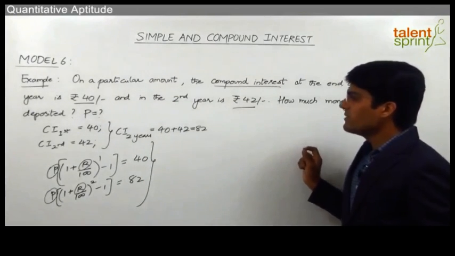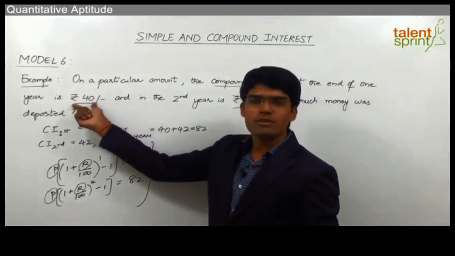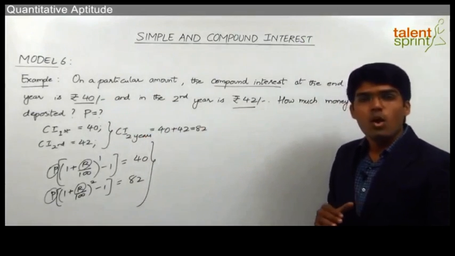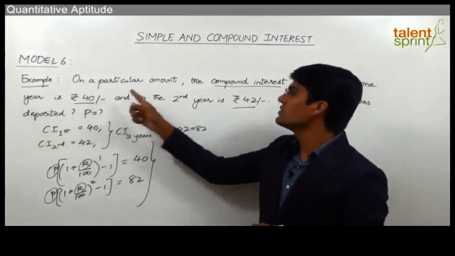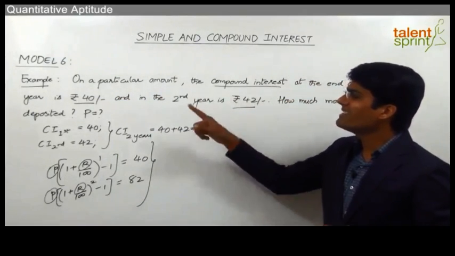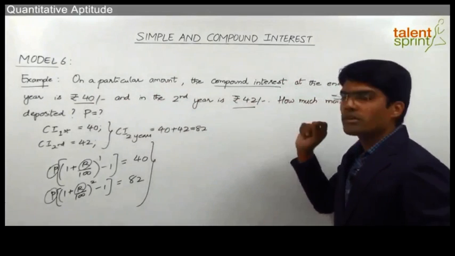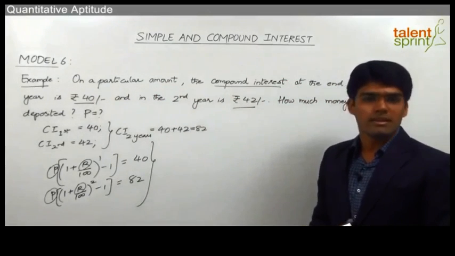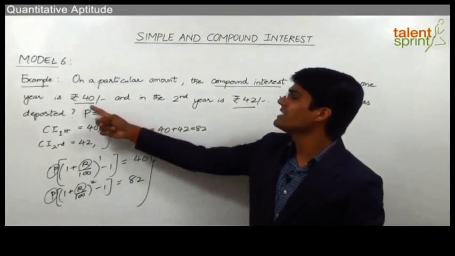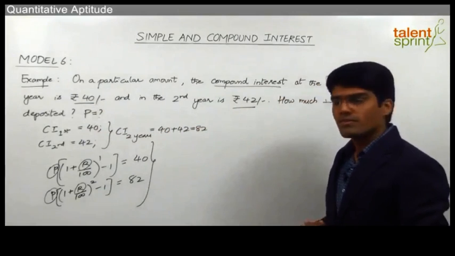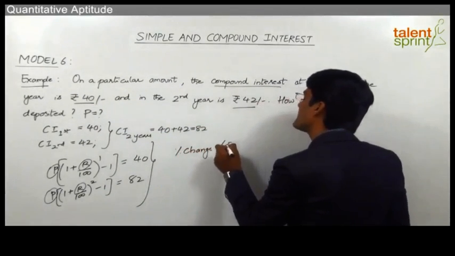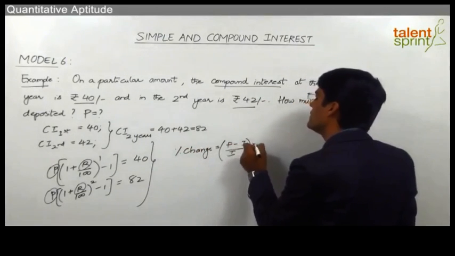Now the point here is we know that for the first year the CI was 40 and for the second year it is 42. Let us understand what will be the rate of interest from these two values. What we need to do here is find out the percentage change between 40 and 42. And that will be equal to the rate of interest. So simply remember that rate of interest is nothing but the percentage change between 40 and 42. So we know that percentage change is equal to (final value minus initial value) by initial value into 100.